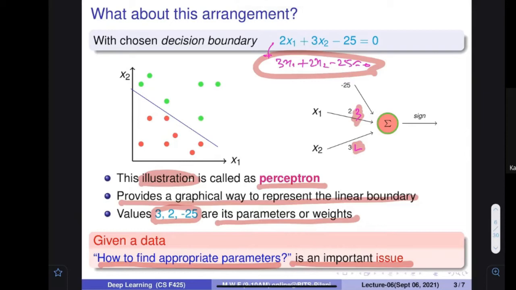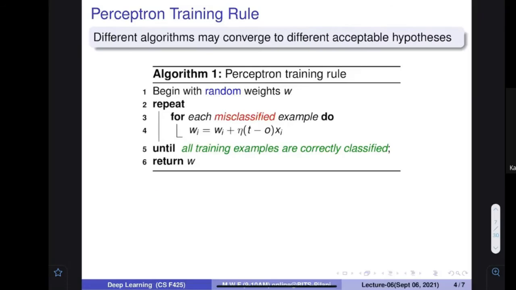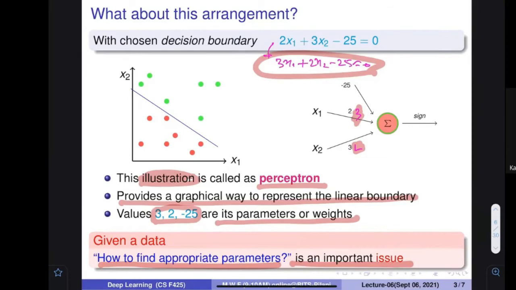Let us talk about how to find out the right parameters. Now our task is to find out the right parameters. Okay. So there is an algorithm, and that algorithm is the perceptron training rule. This algorithm we can utilize to find out the values of the weights. So how many weights do we have? If I take this 25 over here, we have 3 weights: W0, W1, W2. I have to find out the values of W0, W1, W2.